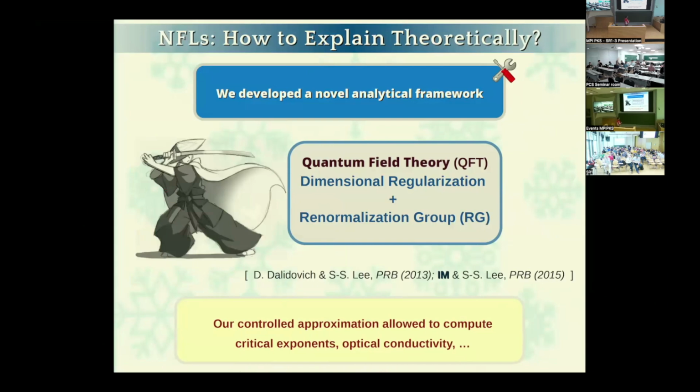Okay, so as theoreticians, we want to get a controlled approximation of this kind of quantum field theoretic systems where we have these fermionic excitations interacting with some massless bosonic excitations. So fortunately, we were able to find some analytical framework with the help of the tools of quantum field theory, where we used ideas like dimensional regularization and renormalization group theory. And our controlled approximation allowed us to compute various things like critical exponents right at the quantum critical point, and then optical conductivity, which one can measure in experiments.